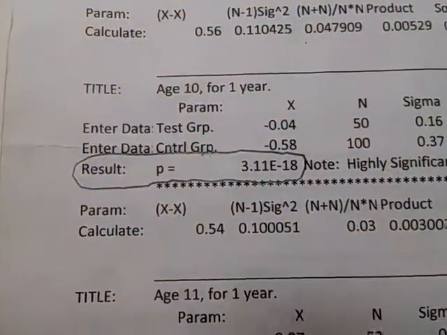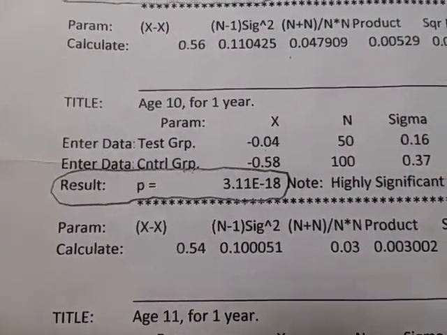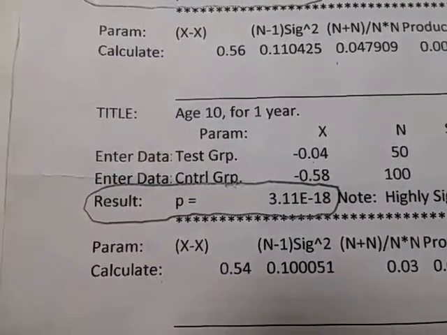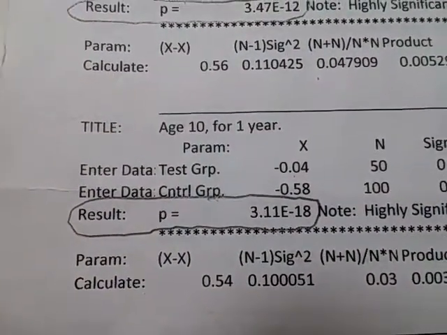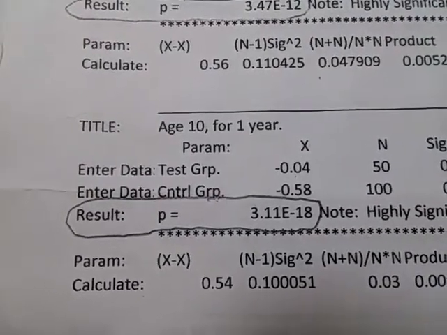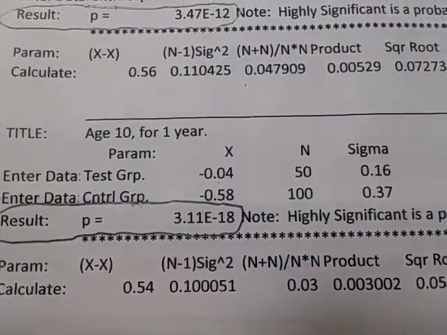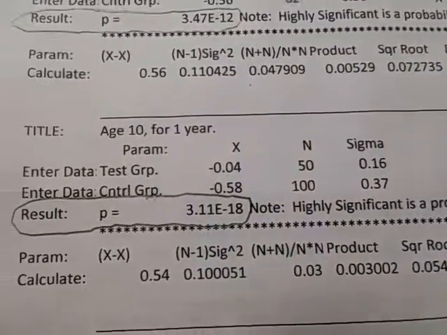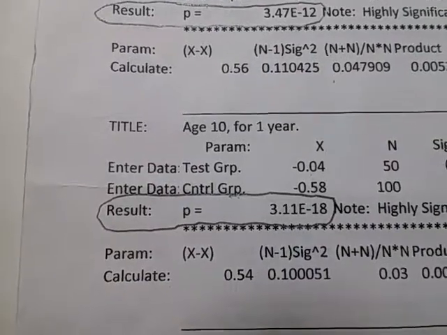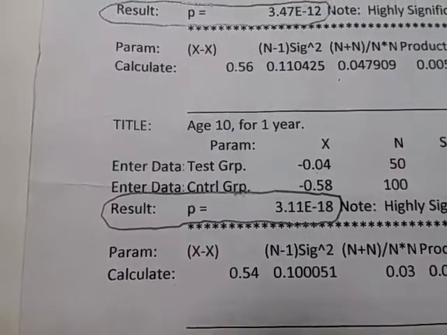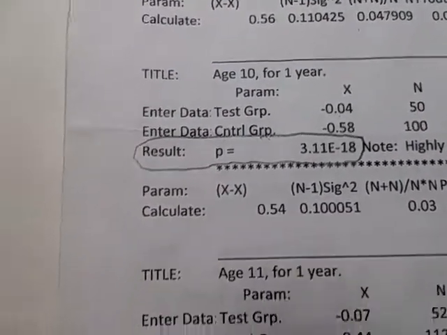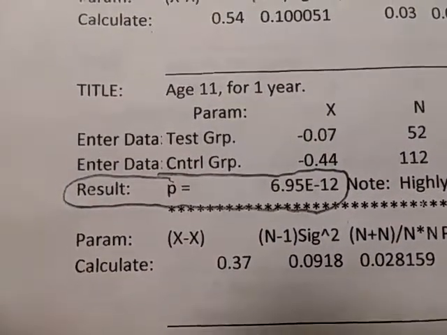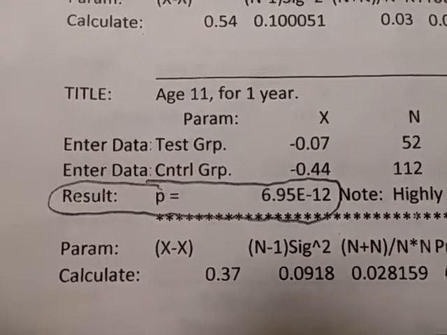And again, age 10 for 1 year only. Very significant. Here, the significance is 3 times 10 to the minus 18th. These significant levels are incredible. This was a totally successful test. The test only shows the advisability of using the PLUS for prevention when you're 20/40. And the last one, as you can see, age 11, 10 to the minus 12th.